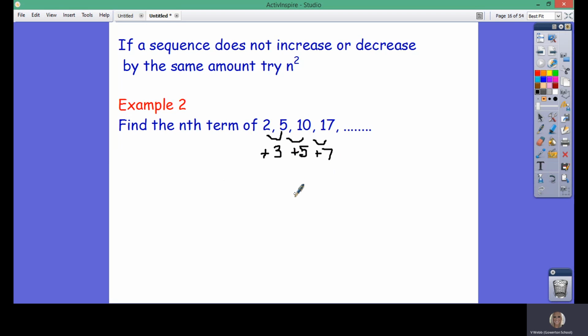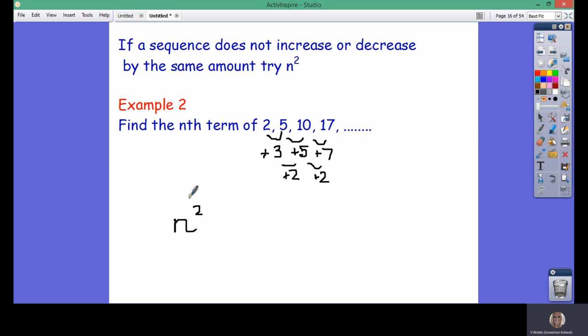So you can see that the gap is different. So what we do now is we look at something called the second difference, which is the difference between the gaps. So in this case, it is 2. There is 2 between 3 and 5. There is 2 between 5 and 7. Now that number there tells me that the rule has something to do with n squared. So when the gap of the gap, the difference of the difference is 2, then n squared is somewhere in our rule.